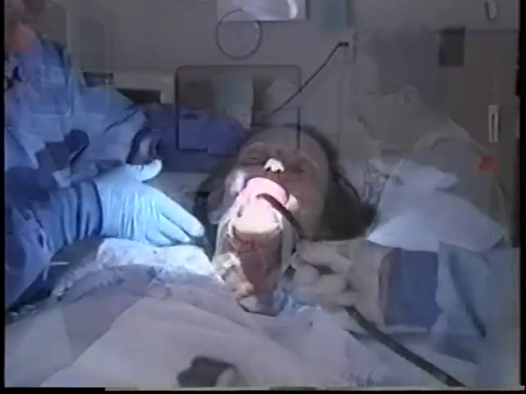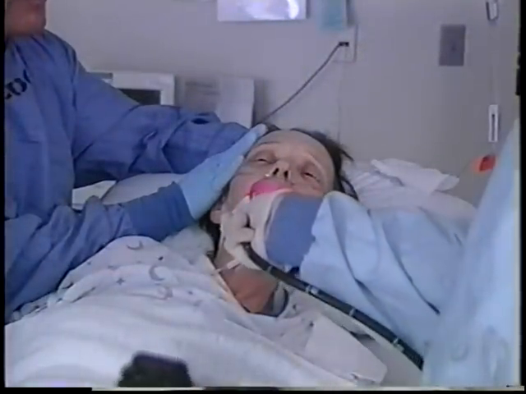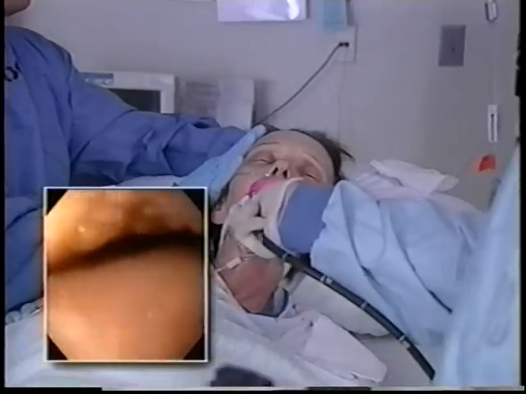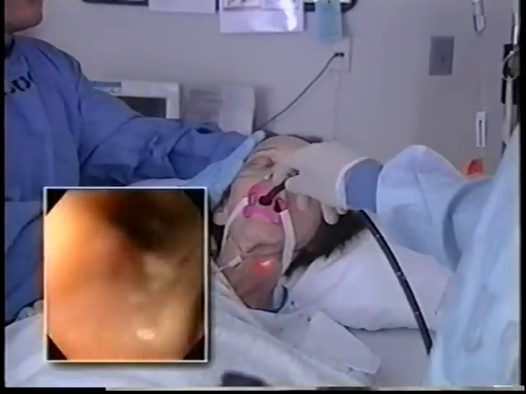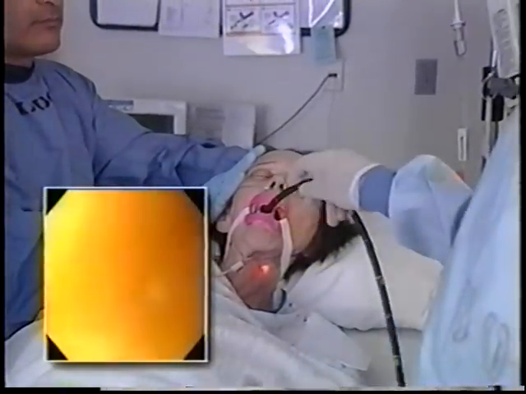The endoscope is advanced and the esophagus, stomach, and proximal small intestine are examined. The endoscope is then pulled back into the stomach and the stomach is insufflated. Insufflation during PEG tube placement is critical, and this is done by air passed through the endoscope. Without insufflation, you can't see anything.